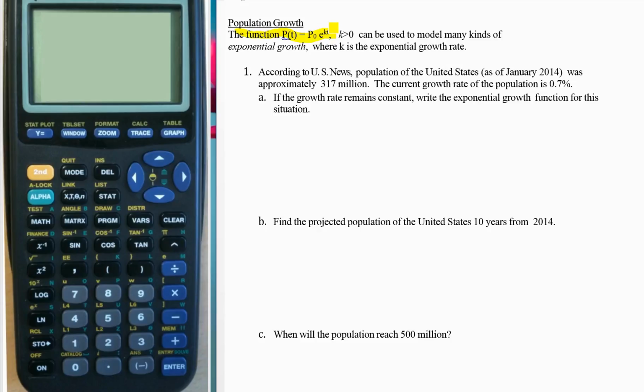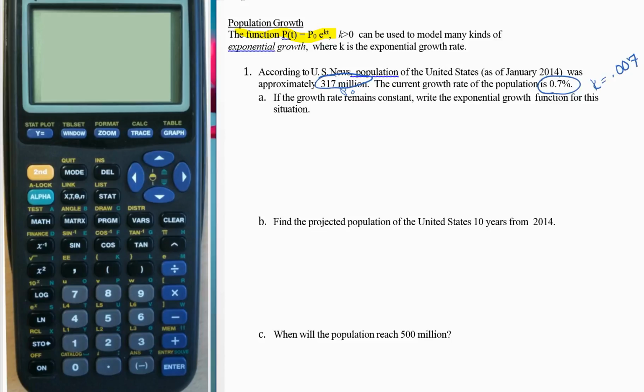So problem number 1 here says, according to U.S. News, the population of the United States as of January 2014 was approximately 317 million. So that's going to be our starting population, our P0. The current growth rate of the population is 0.7%. So our K, which we want as a decimal, is going to be 0.007.